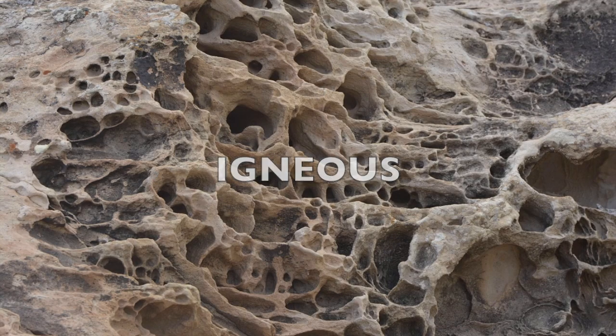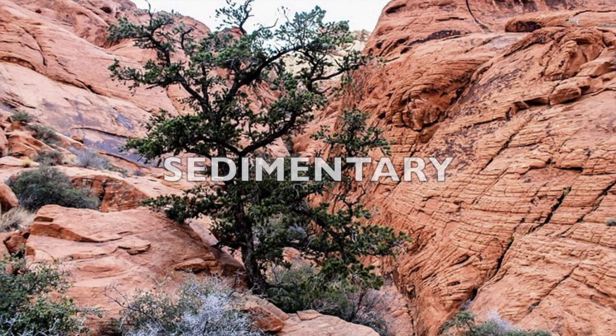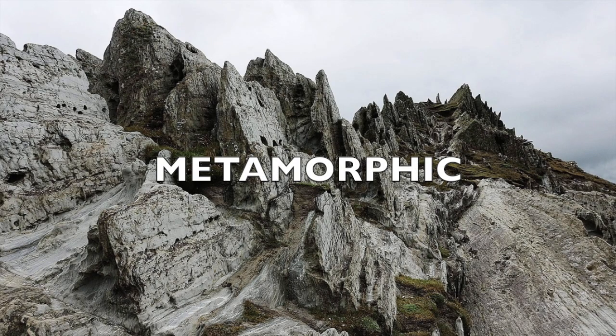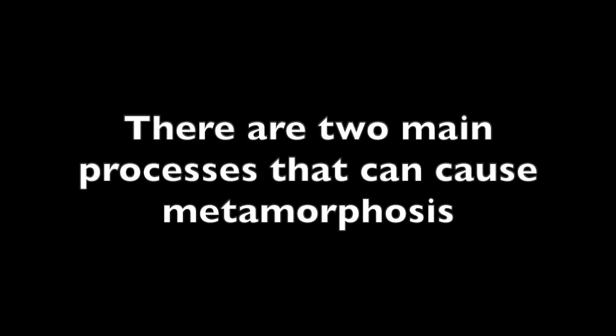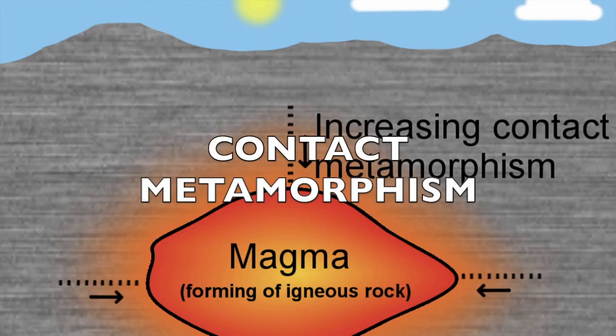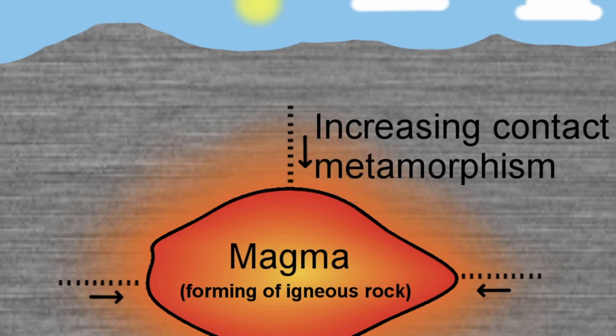Metamorphic rocks happen when other types of rocks, such as igneous rocks, sedimentary rocks, or even other metamorphic rocks, undergo a change. This change is also called a metamorphosis. There are 2 main processes that can cause metamorphosis. The first is heat, and the second is pressure. In contact metamorphism, heat causes the change in the rock.